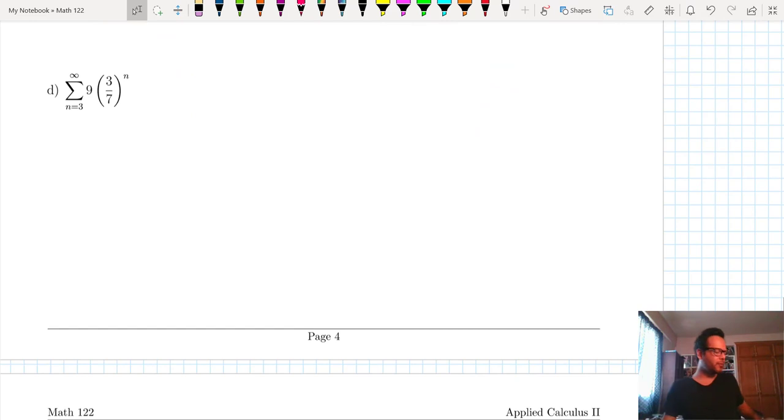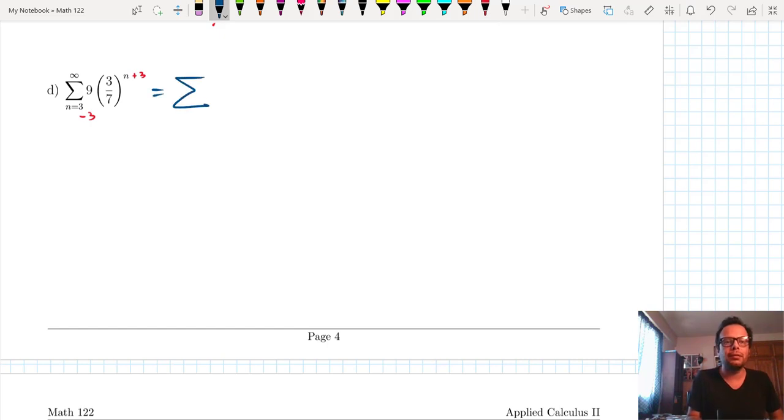Let's go over letter D real quick, and then we wrap up this section with the next page. Okay, notice the starting point of this series is not n equals 0, so it starts at n equals 3. So we need to subtract 3, provided we add 3 on the exponent. So rewriting the series, we get n equals 0, 9 times 3/7 to the nth power times 3/7 to the third power.